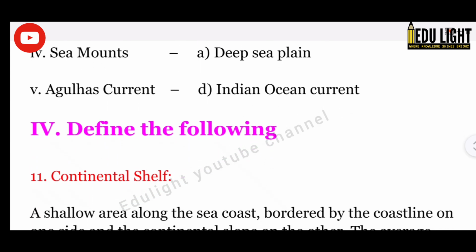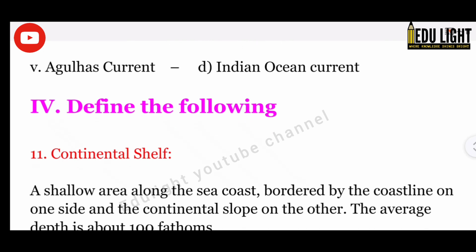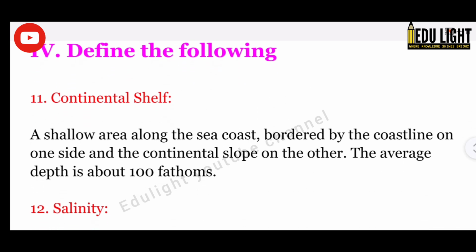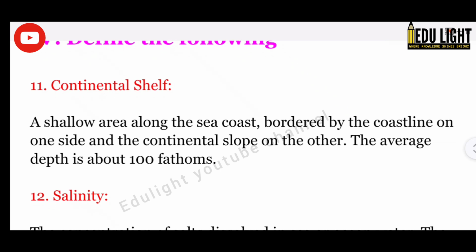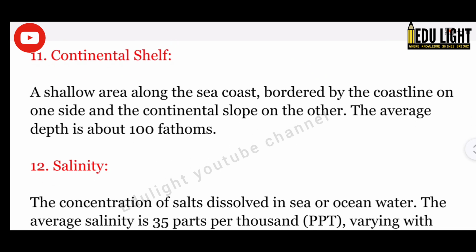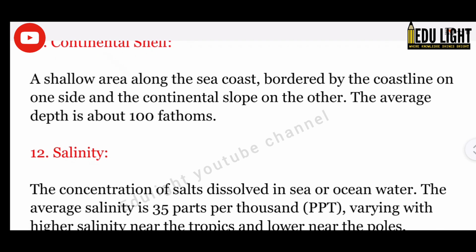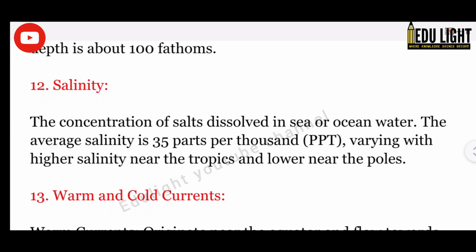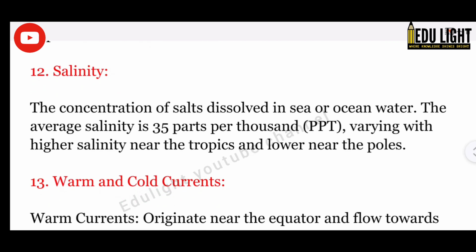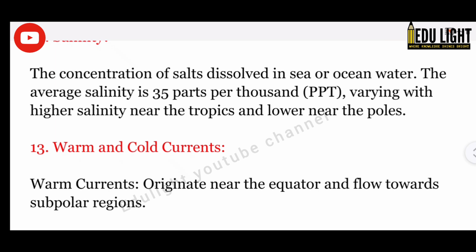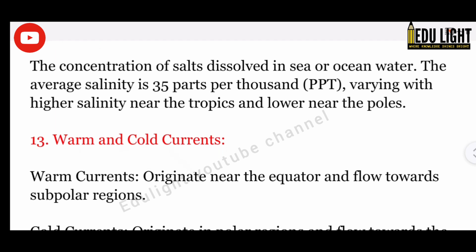Define the following. 11. Continental shelf. A shallow area along the seacoast, bordered by the coastline on one side and the continental slope on the other. The average depth is about 100 fathoms. 12. Salinity. The concentration of salts dissolved in sea or ocean water. The average salinity is 35 parts per thousand, varying with higher salinity near the tropics and lower near the poles.